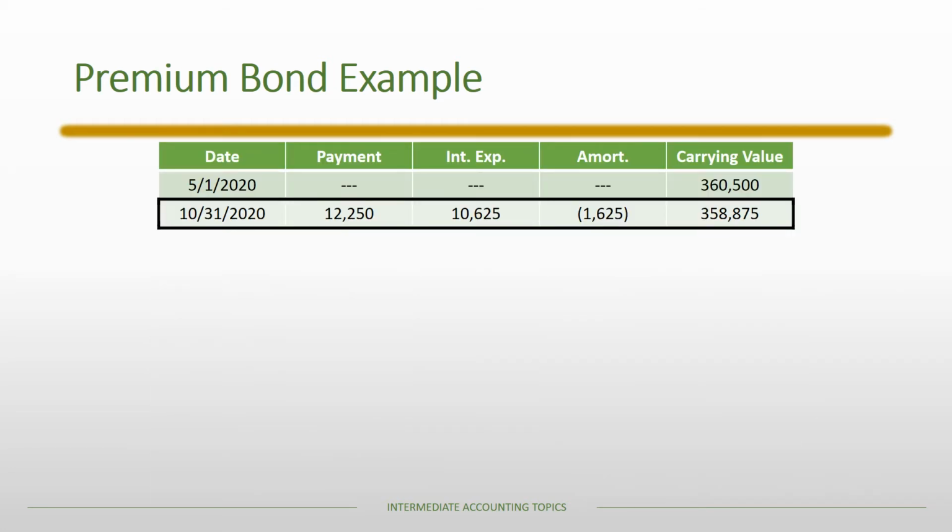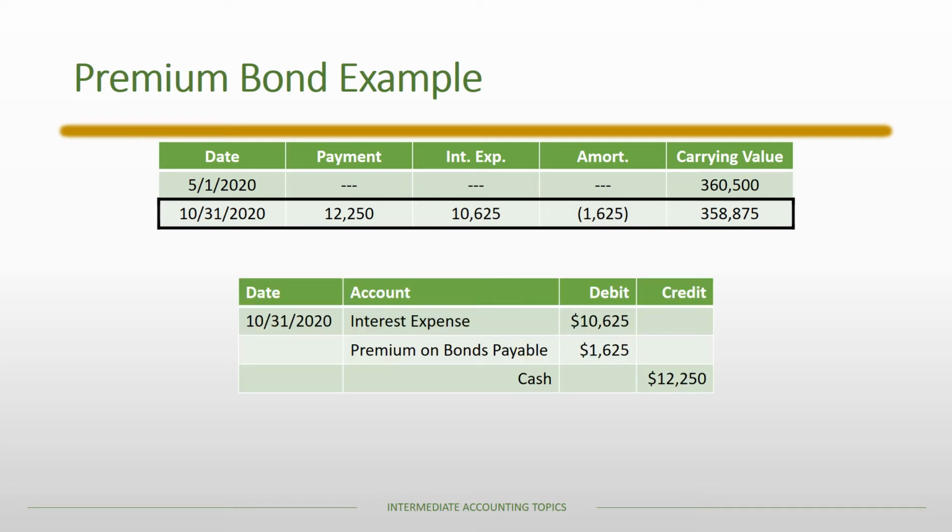All right, so now we're going to use the information from the table to do our journal entries. The first journal entry, of course, is the 10/31/2020 interest payment, and we can see that the interest expense is taken from the table, 10,625. The cash payment is also taken from the table, 12,250, and the amortization of the premium is the difference of 1,625, and that number also, of course, can be found in the table. So essentially, if you do the table correctly, the journal entry should be fairly straightforward.